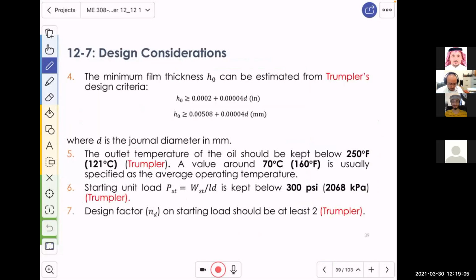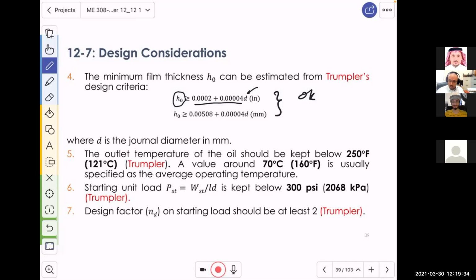Templar's design criteria, basically, we have 3 of them. The first one, the H0. Now, if you know the diameter of the journal, you can plug it in this equation and calculate this number and check if H0 is greater than this number. If it is greater than this number, then you are okay. If not, then you say no, we're not okay. We are not following the Templar design criteria.